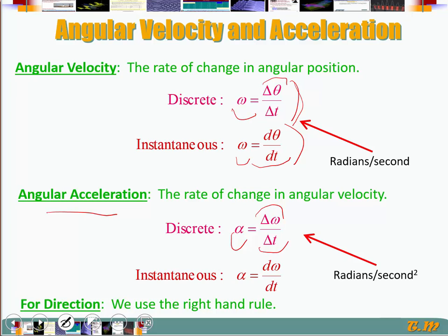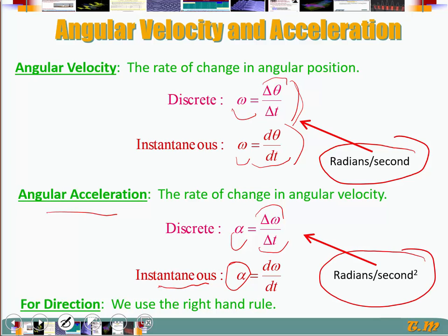And the instantaneous acceleration, we refer to it with the symbol alpha as the derivative of omega as a function of time. The units, angular position is radians, so the angular velocity is radians per second. The angular acceleration would be radians per second squared.